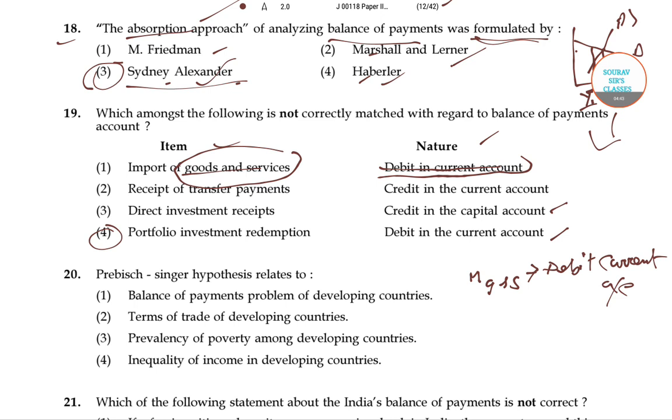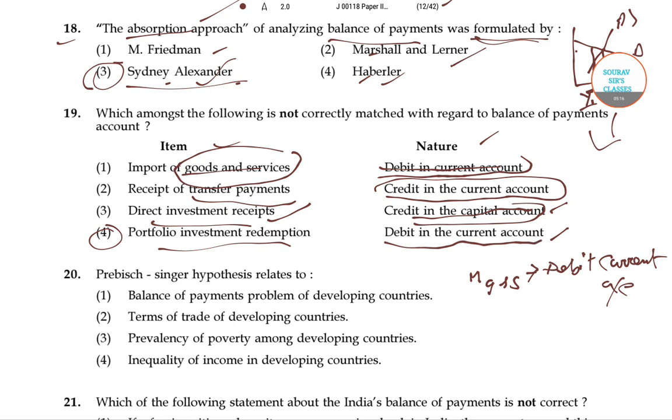Receipts of transfer payments is credit in current account. And direct investment receipts is credit in capital account. And finally, portfolio investment redemption is debit in current account, which is not correct. So for this reason, we know for question number 19, option 4 is the right answer.